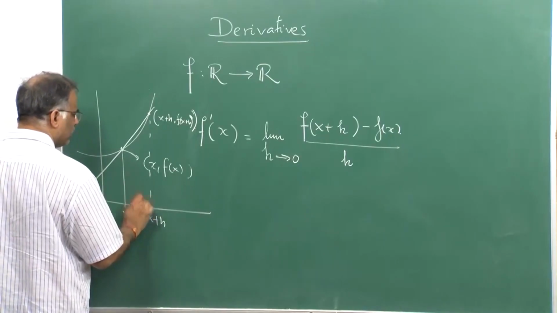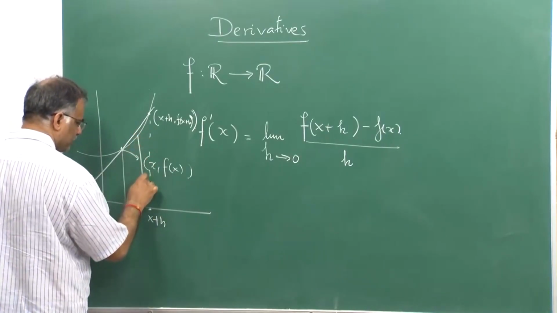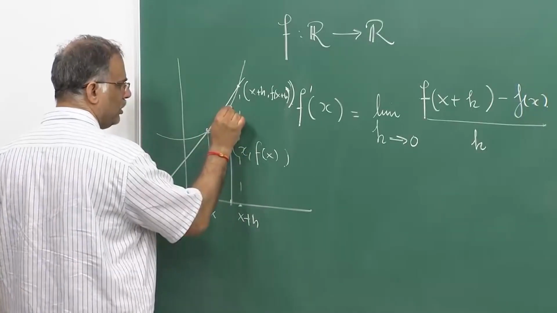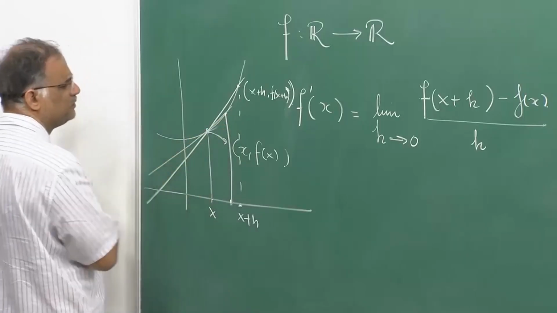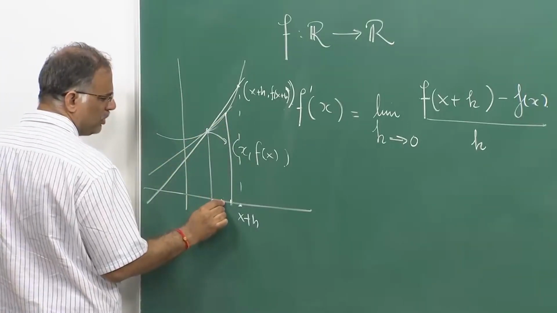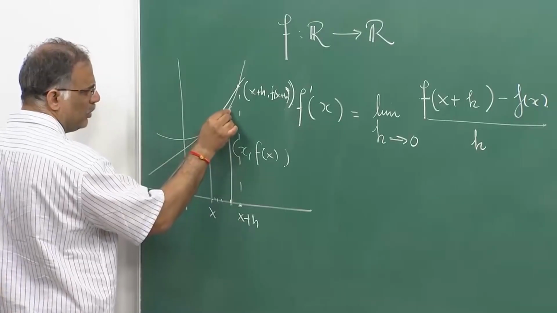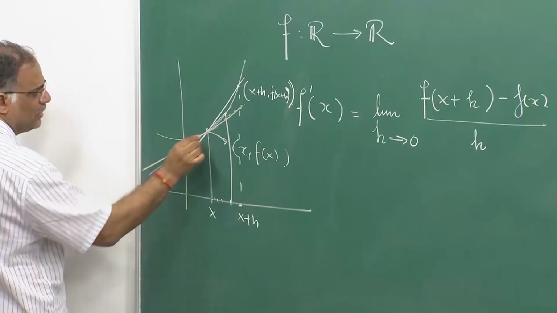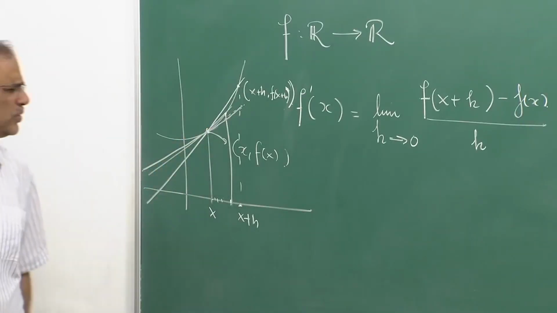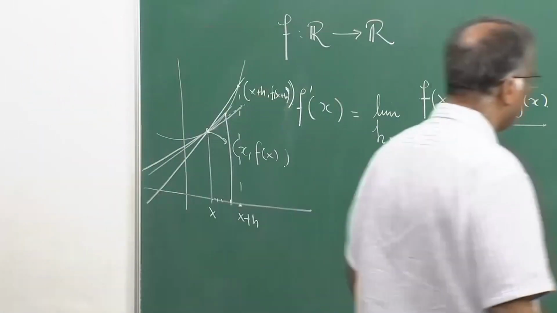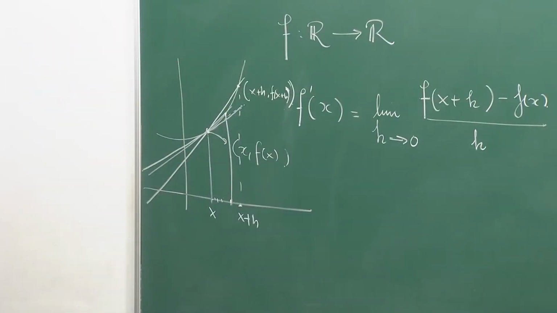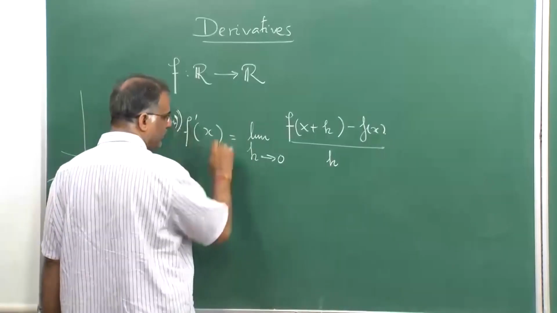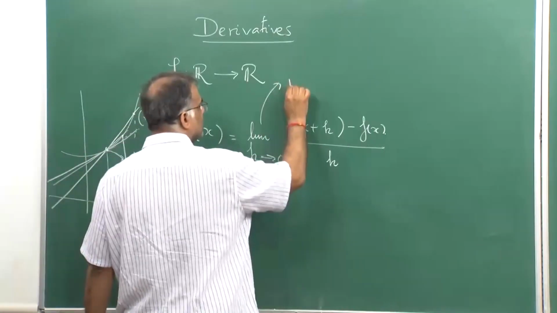So, if h becomes smaller and smaller, this will come here. So, x plus h will come here, and we will be talking about the slope of this line, and as h becomes smaller, x plus h becomes nearer and nearer to x, we will finally be talking about the slope of the tangent at the point x, f(x), and the slope of the tangent at the point x, f(x) is called the derivative of the function f at x. So, if this limit exists, then f is called differentiable. This limit of course must exist.